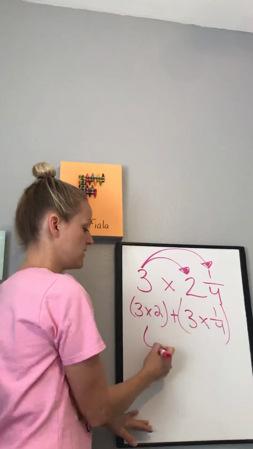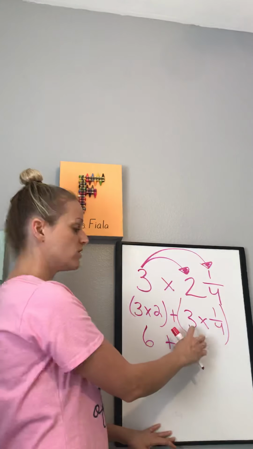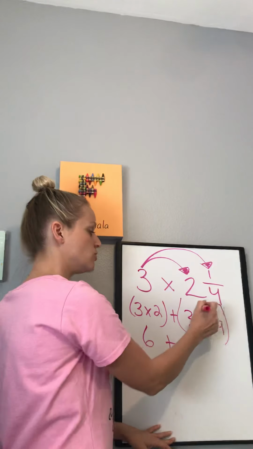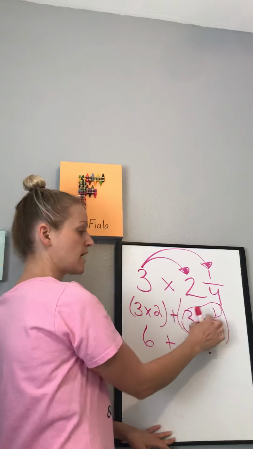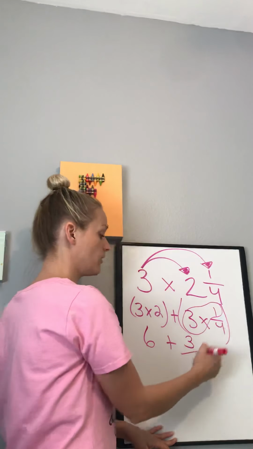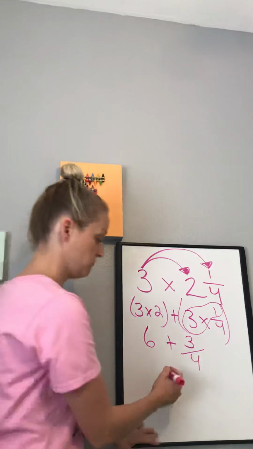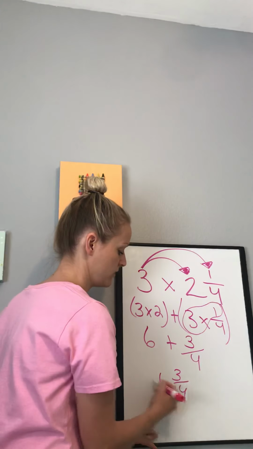3 times 2 is 6, plus, what's 3 times 1/4? Remember, when you multiply a whole number times a fraction, you just multiply the whole number times the numerator. So 3 times 1 is 3 all over 4. So now I'm just adding 6 plus 3/4, which gives me 6 and 3/4.